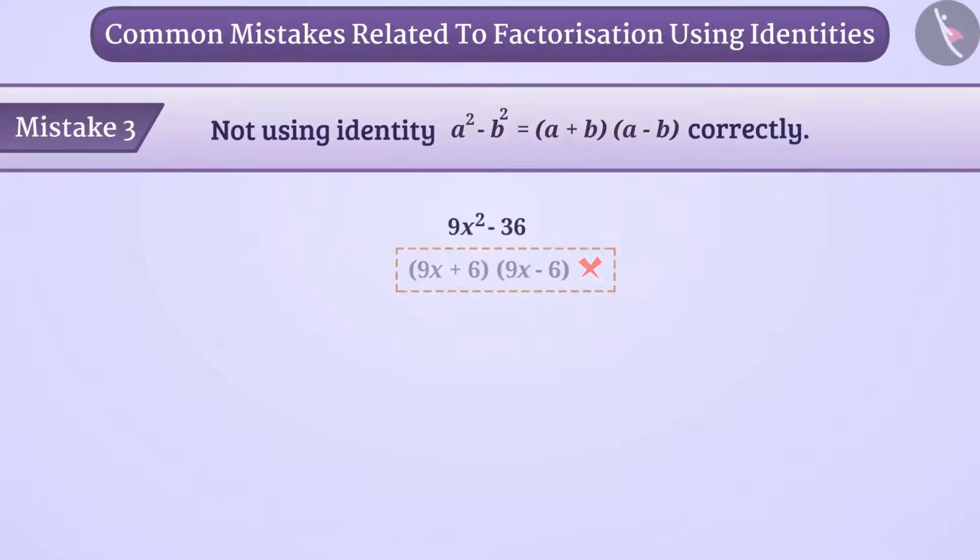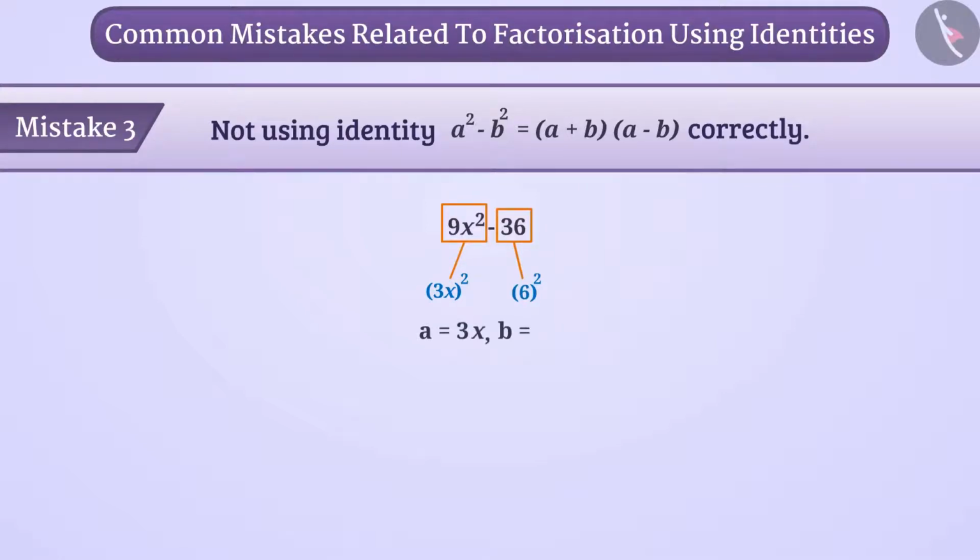Keep in mind that the first term here is 9x square, which is the square of the term 3x. Similarly, the number 36 is the square of 6. In this way, a is equal to 3x and b is equal to 6. So, the correct factorization will be 3x plus 6 into bracket 3x minus 6.